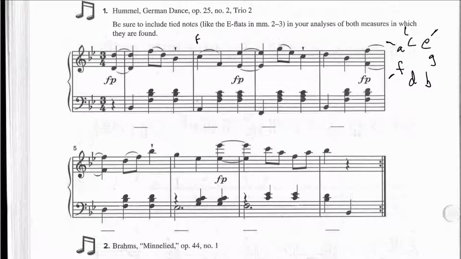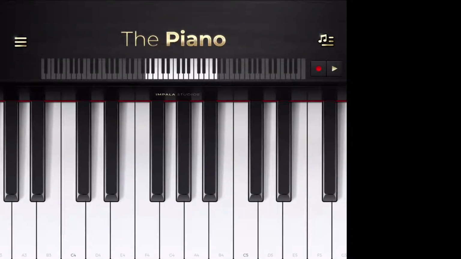Now, I don't know what F, A, C, E flat is until I look at the keyboard. So I'm going to play it in root position. F, A, C, E flat. I find a major triad, whole step down 7th. That's a dominant 7th chord. Lead sheet for that is F7.